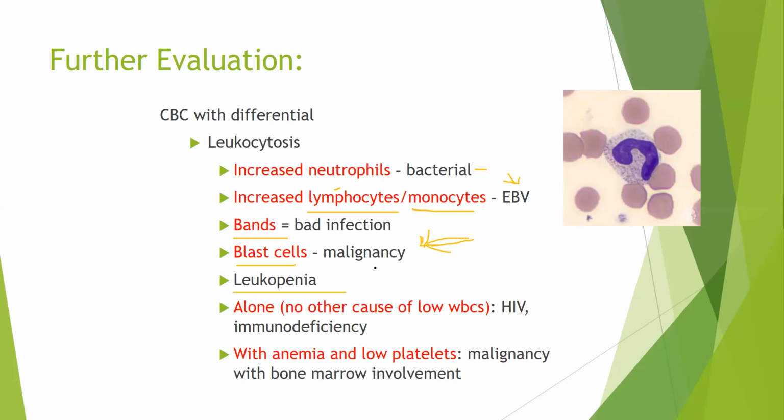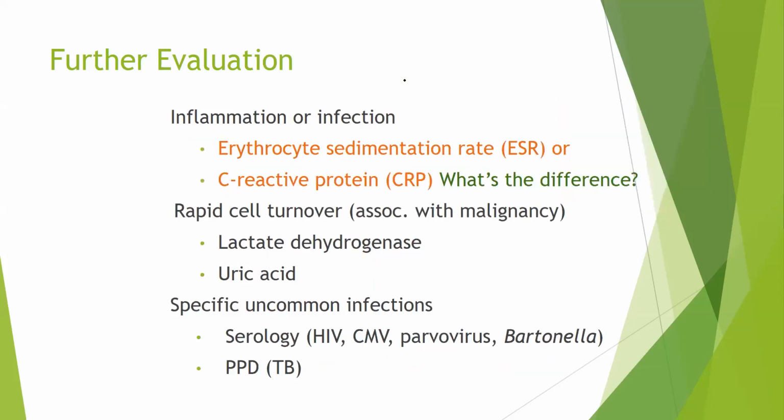Leukopenia basically means low white blood cell count. That means you're losing the battle against the virus or bacteria. If there are no other causes, we want to be suspicious of some sort of immunodeficiency. If we have anemia and low platelets, we need to suspect a malignancy or some sort of bone marrow involvement.